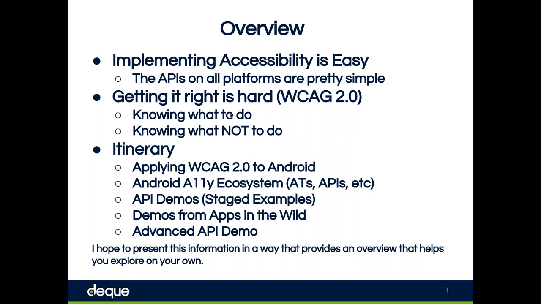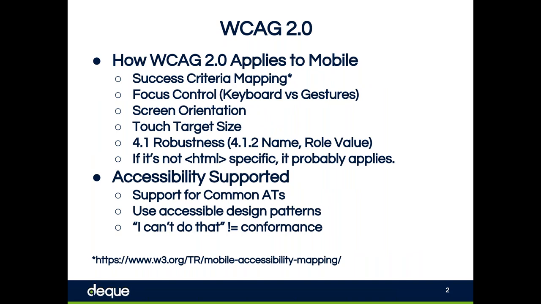And what I want to do, my goal with all of this, is to present this information that provides you an overview that helps you explore on your own. It's impossible for me to fit all of the content into an hour to really prepare you to do this on your own. I want to help you think critically about the advice you come across from accessibility in the wild, because there's a lot of misleading accessibility advice out there, especially on the Android platform. So I hope to arm you with the ability to think critically about the other advice that you find out on websites and such. So let's talk a little bit about WCAG 2.0 and how WCAG 2.0 applies to a native Android environment.